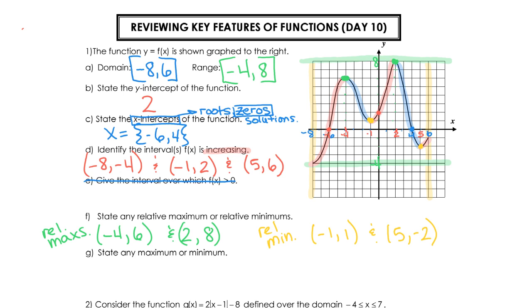Okay. All right, we got one last part to do, and it says state any maximum or minimum. And remember, when we do maximum and minimum, it's just the y value, okay? Whereas the relatives are the whole coordinate. So we're going to go ahead and say max. What is the absolute highest point on our graph? And it looks like this point up here is, and that is at 8. Okay. Whereas our min is our absolute lowest y value, and that seems to be down here, which is at -4.